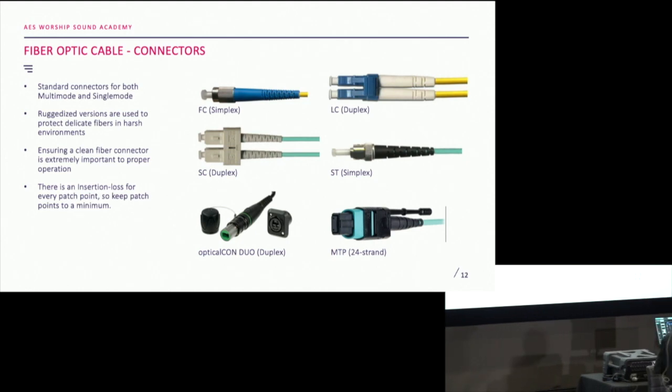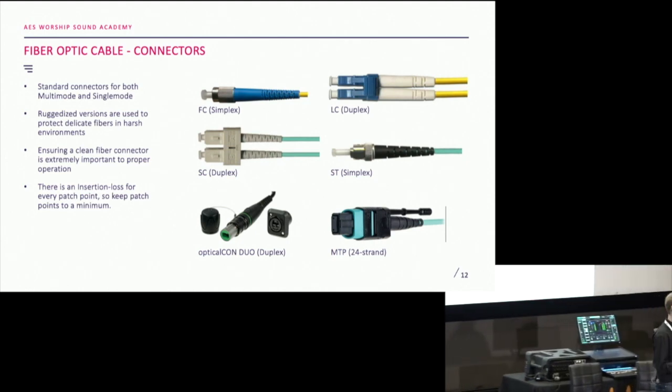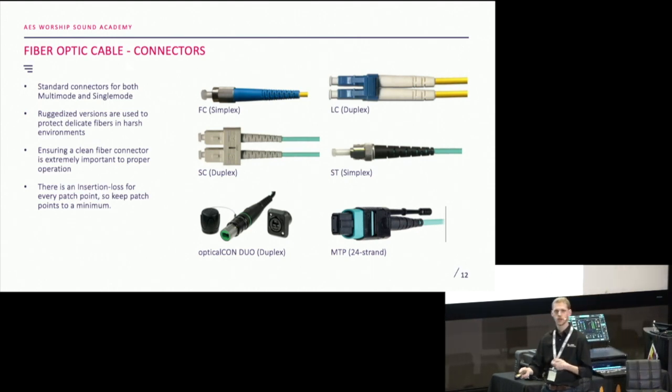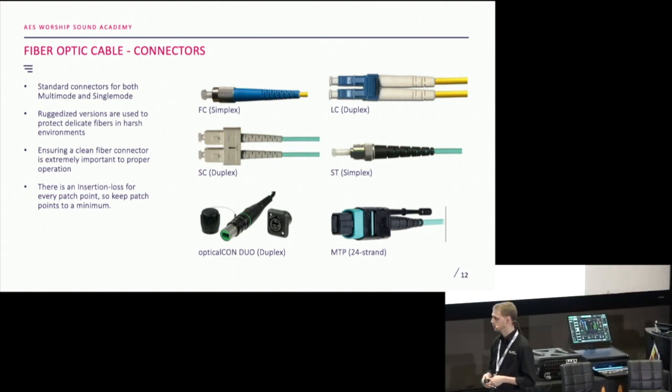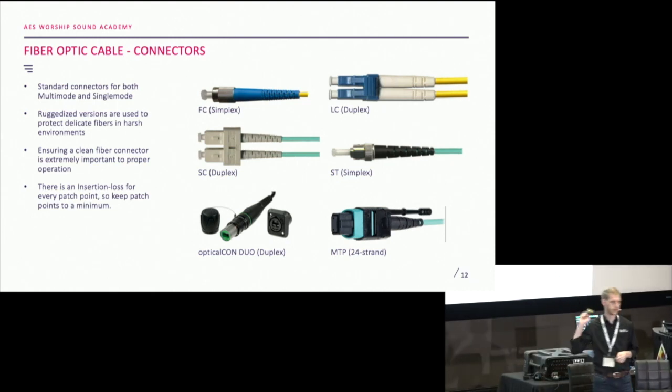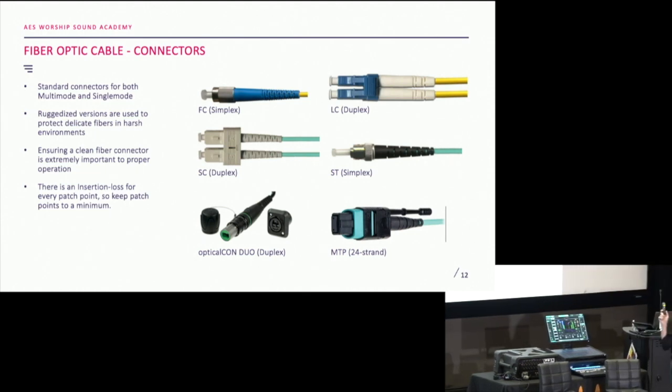OpticalCON, they do have other versions that have more strands in them, so if you're using them for more of a utility purpose, I need 4 strands to get from point A to point B. They've got a 4-strand version, all the way up to the 24, the MTP. So that one connector has got 24 individual strands of fiber optic in it.